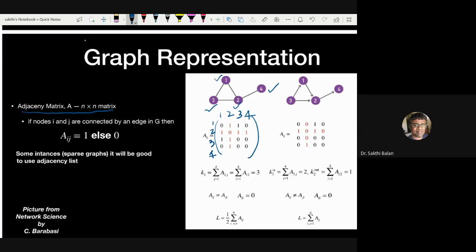And then 1 and 2 are connected with each other, right? So then you will put 1 over there. If the pair of nodes are connected with each other, then I will put 1. If the pair of nodes are not connected, then I will put 0. So 1 and 4 are not connected, so 0 is there, right? Likewise, 4, 1 is also 0, right?